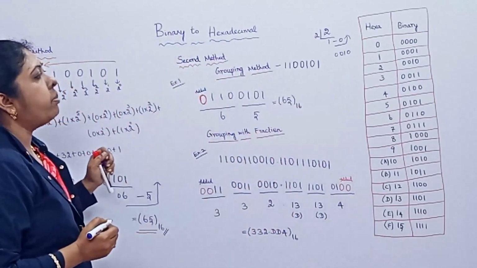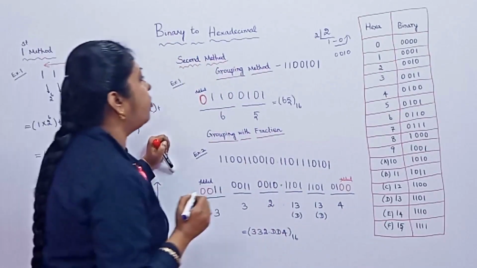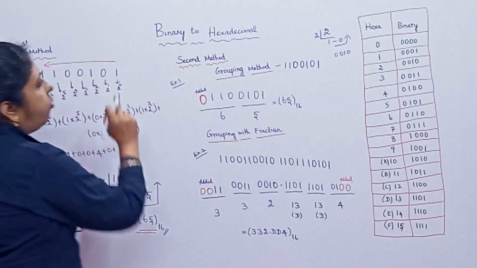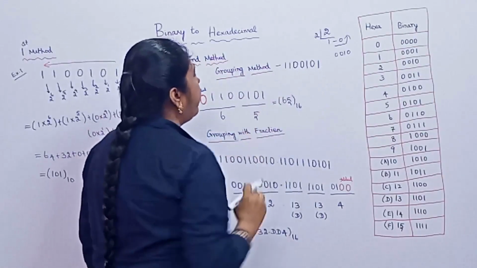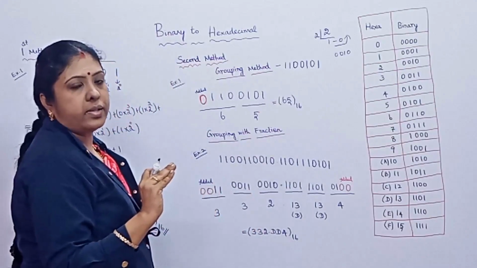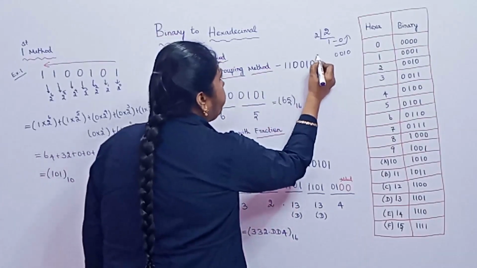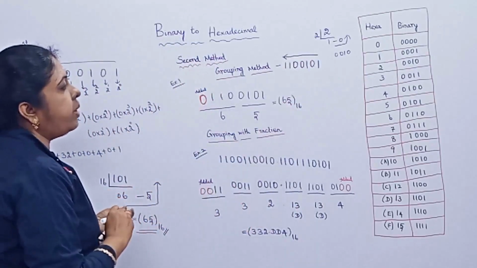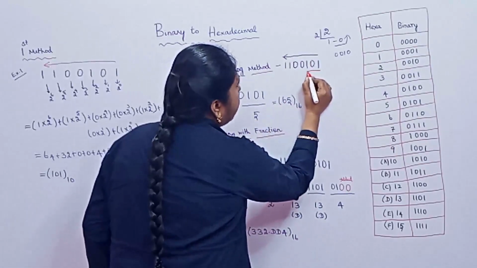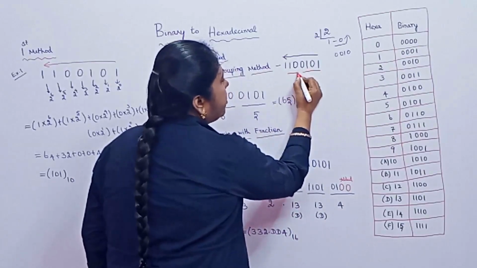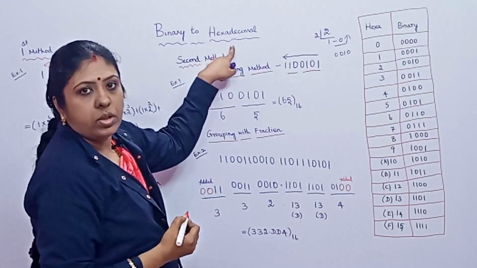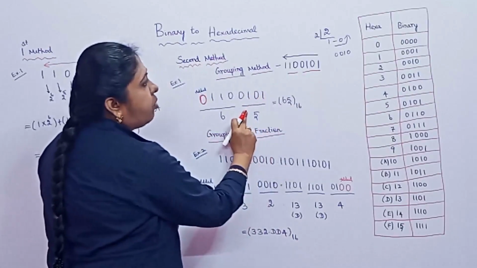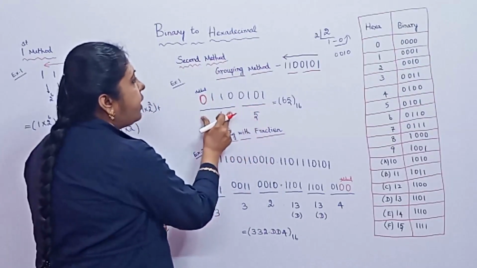Now, about the grouping method, let us see how we can divide the numbers. Consider the same example I had taken in the first method, 1100101. Here the number has to be grouped into 4 binary digits to convert to hexadecimal. Starting from the right to the left, the number has to be divided as 0101 and 110. So we want to change it into hexadecimal, so we need 4 binary digits. Here the first 4 binary digits are 0101, and then again 110.